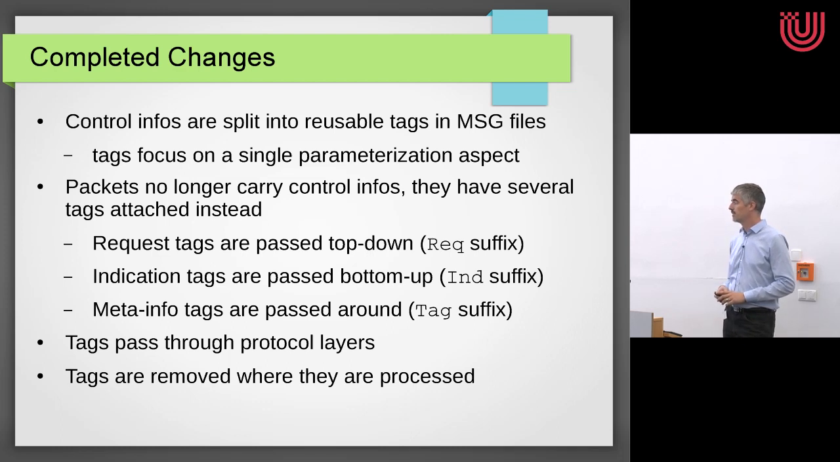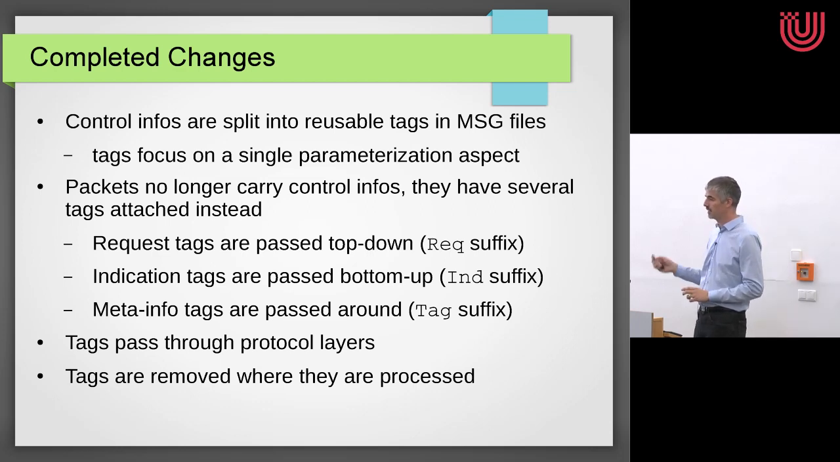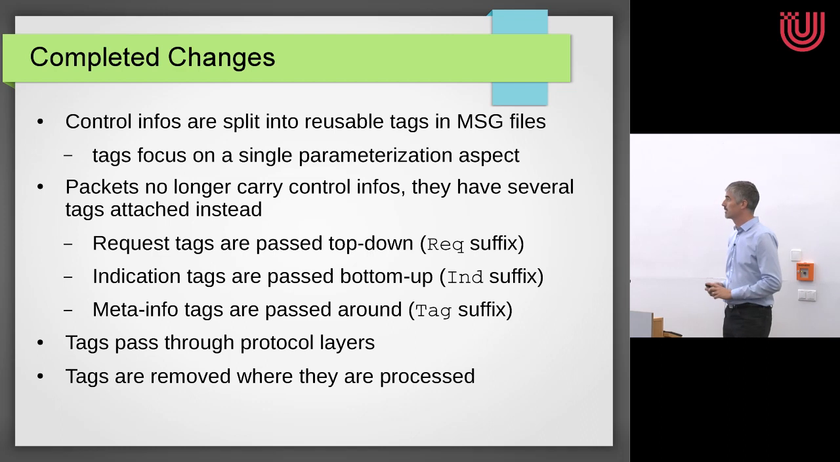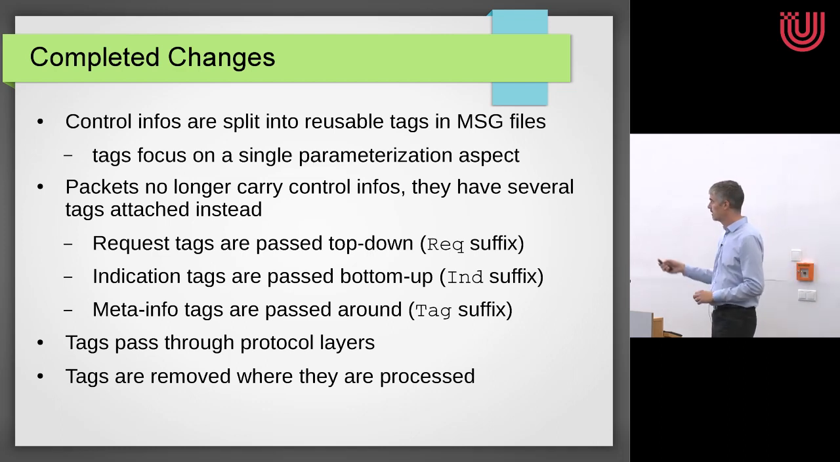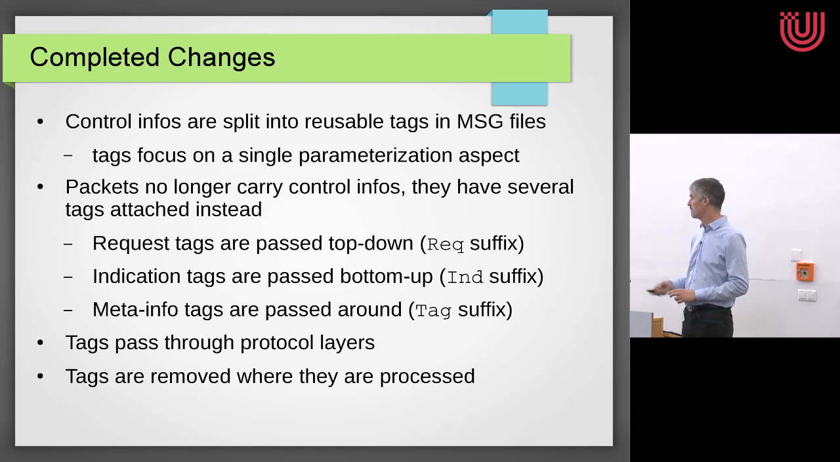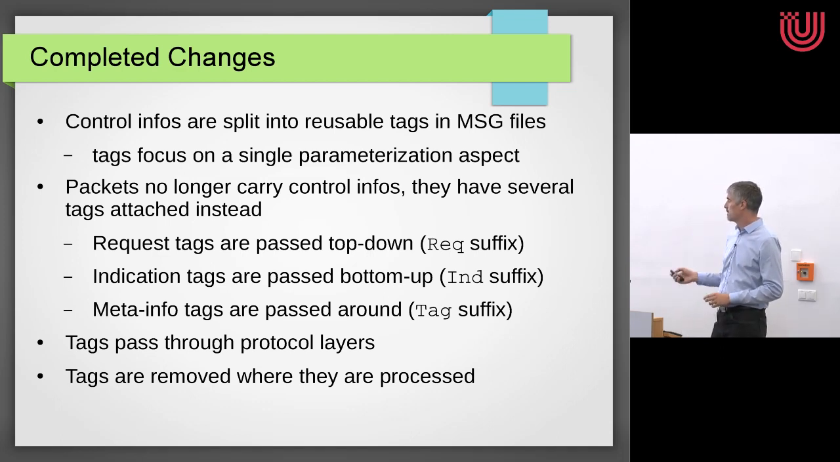And from this point on, packets no longer carry control infos, which is very important because that means if you have your own protocol implementation, then you have to update the code to reflect this change. Because instead of carrying control infos, they have a set of tags attached. Okay, the tags come in 3 different flavors. We have request, indication, and meta info tags. They go through the layers I mentioned already, and they are supposed to be removed when they are processed.